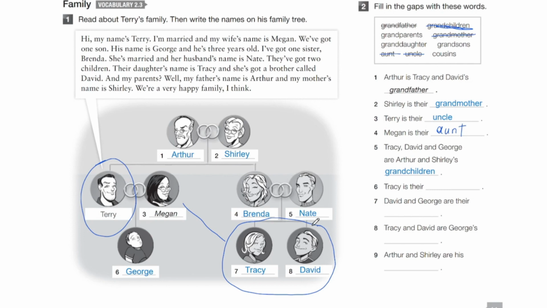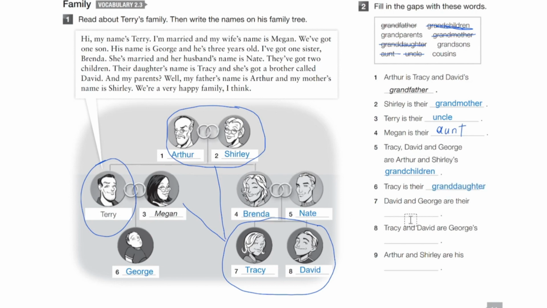Right. Number 6. Tracy is there. So for Arthur and Shirley, Tracy is their granddaughter. Tracy is a girl, so granddaughter. For Arthur and Shirley, I'm talking about these people now, right? The relationship between them and Tracy, right? So we're going to write here granddaughter.